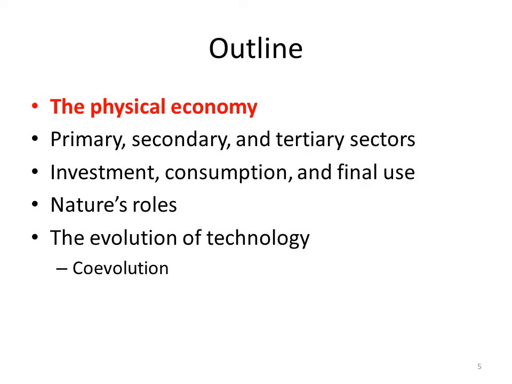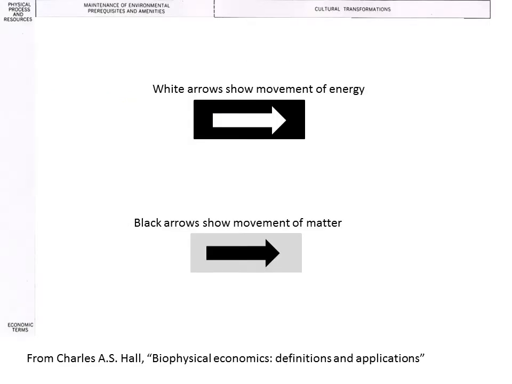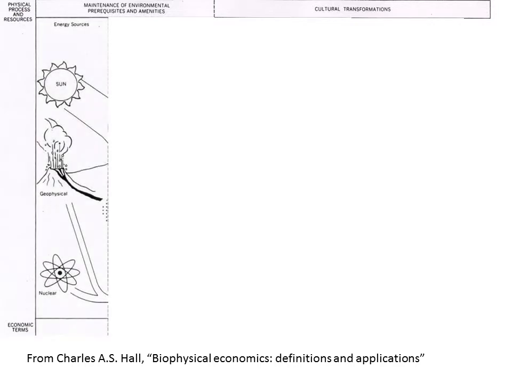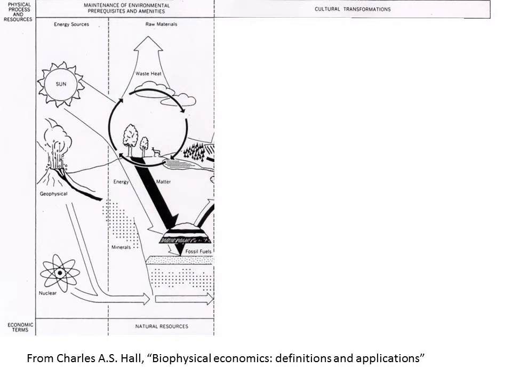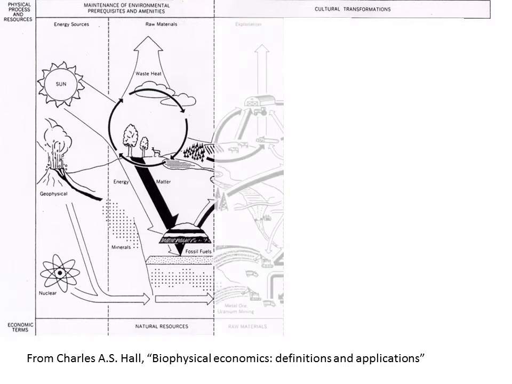So what is the physical economy? We can portray the economy in a schematic form, showing the flows of energy and matter from solar or geological sources. The white arrows represent energy, while the black arrows show matter. We start at the left with our energy sources, the sun, geothermal energy, and radioactive materials. These fundamental building blocks are behind the economy's supplies of raw materials, from ecosystems and agriculture to minerals, fossil fuels, and deposits of radioactive ores.